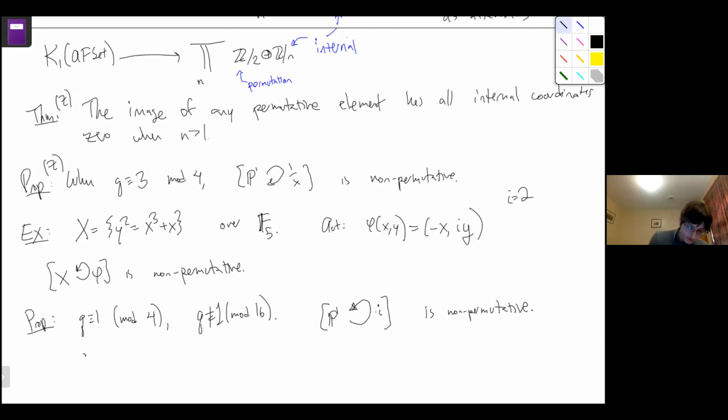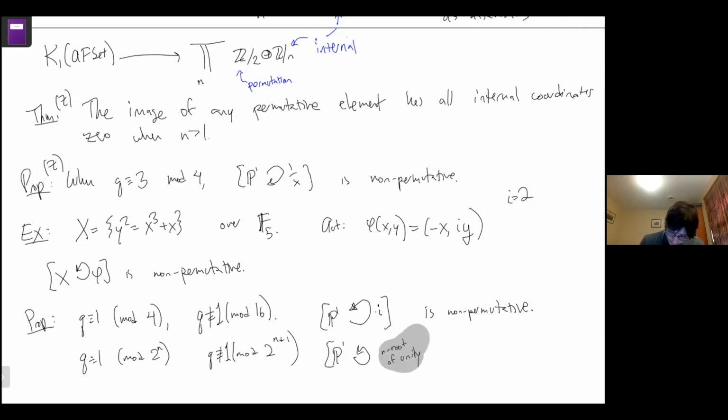And in general, if Q is 1 mod 2 to the n, and Q is not equal to 1 mod 2 to the n plus 1, what you want is you can take P1 and multiply by a, I'm going to mess this up, you want an nth root of unity. Sorry, it's not an nth, it's a 2 to the n plus first root of unity. And then this is non-permutative.